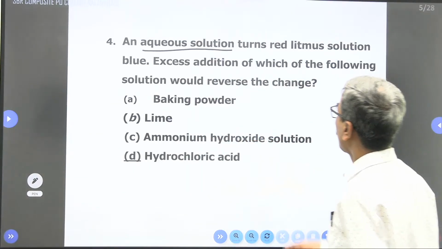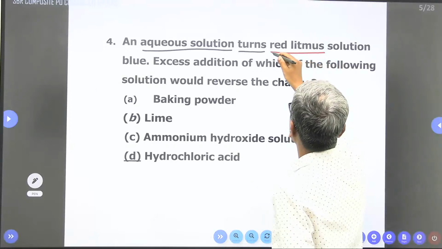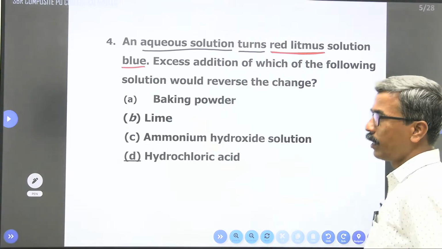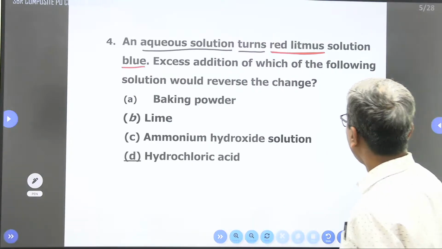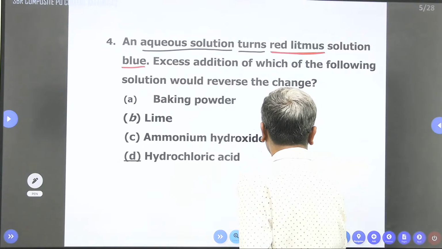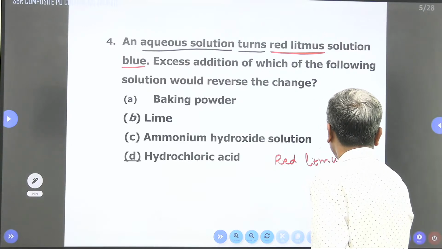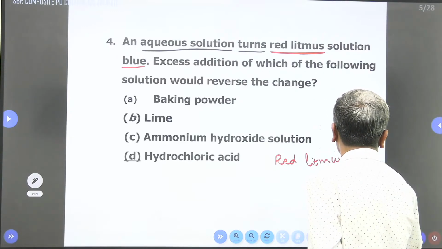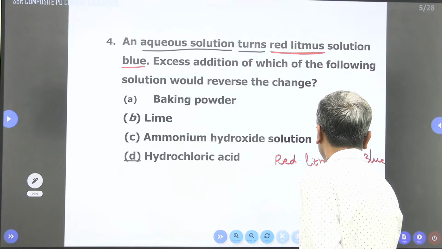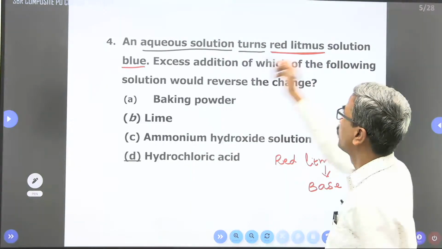Now that aqueous solution, they are saying it changes red litmus to blue. Already for the first question, we had a discussion. If any solution or compound turns red litmus to blue, then that solution must be basic. That solution must be base or basic in nature. That is the thing, they are saying red litmus to blue.